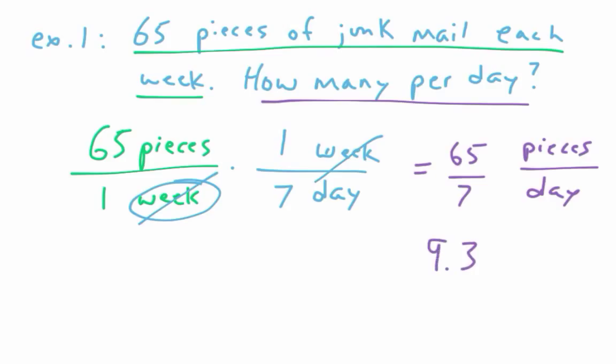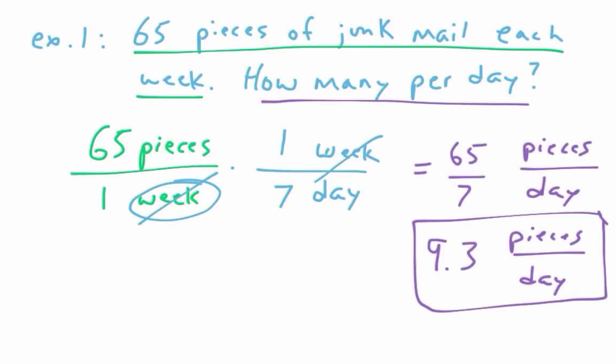9.28574. Okay. So if we round it, we could say I get 9.3 pieces on average per day, which is a little high for my family, so maybe I had some friends that signed me up for all the different mailing lists or something. Does that make sense?